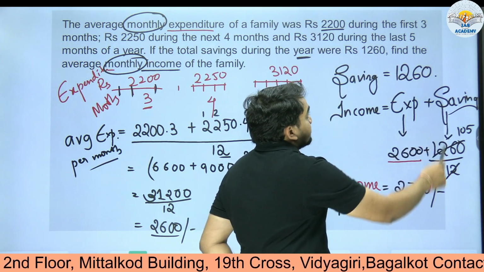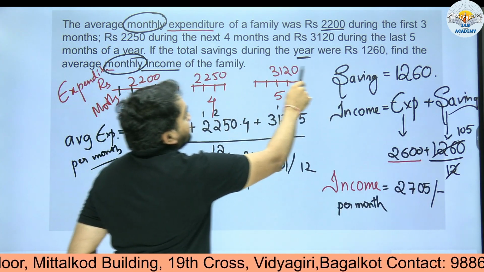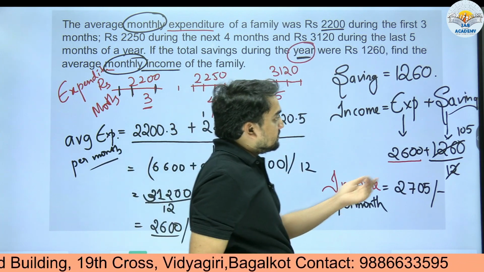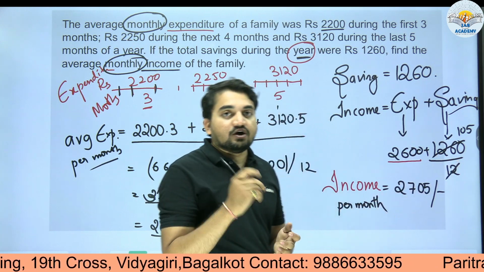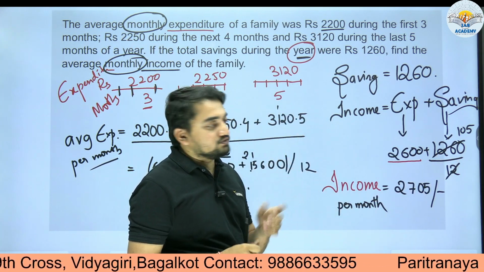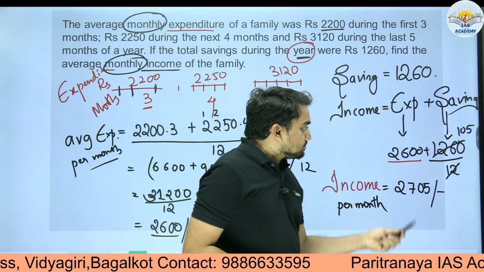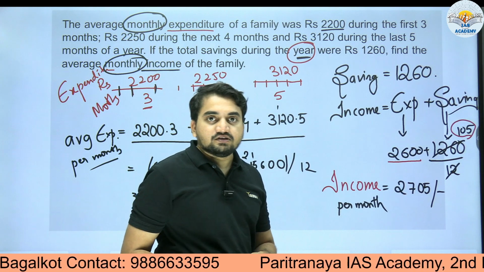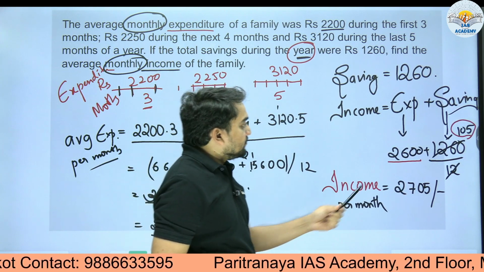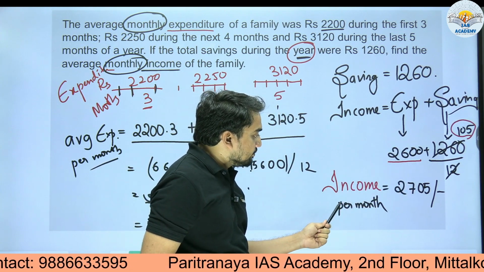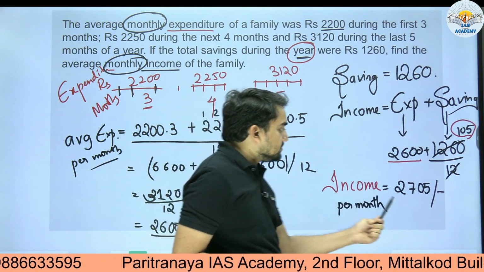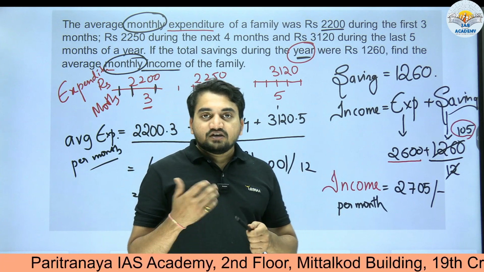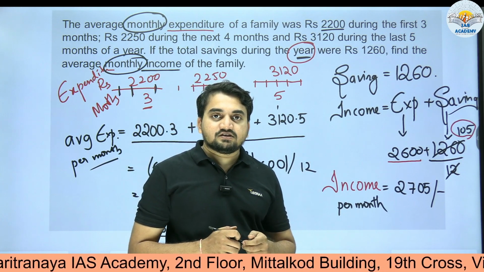Next, saving. When they have given saving during the year, that means for the whole year the family has saved 12600. For 1 month, how much would the family have saved? That is divided by 12. We get 105 rupees as the per month saving. If you add both, that will be the income per month. Income per month is 2705. Income is expenditure plus saving.